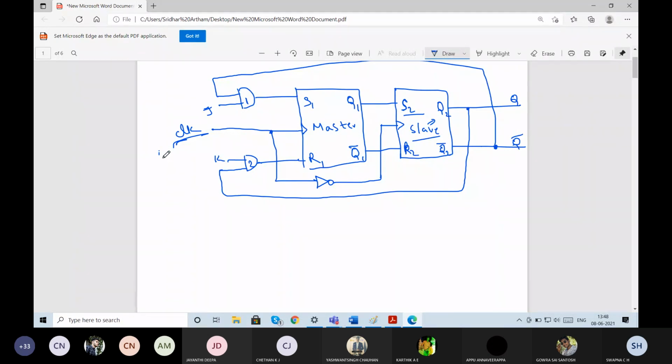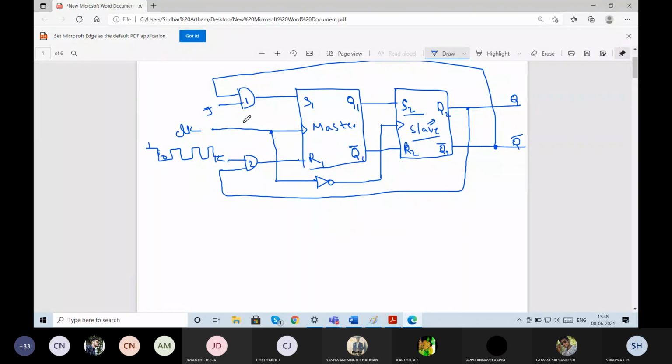Okay, so the clock signal is given. You all know how the clock will be. It will have an on period and an off period, and both will be of the same duration. So this clock is given.